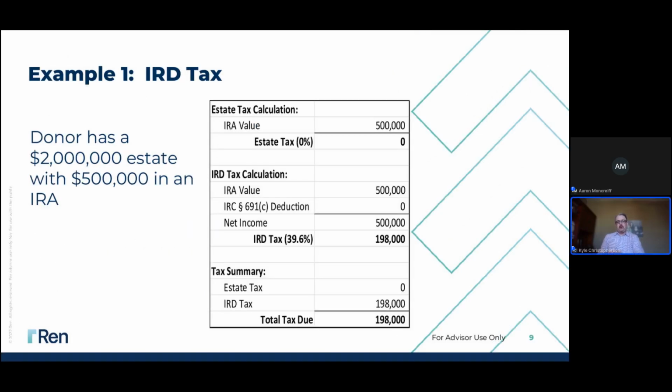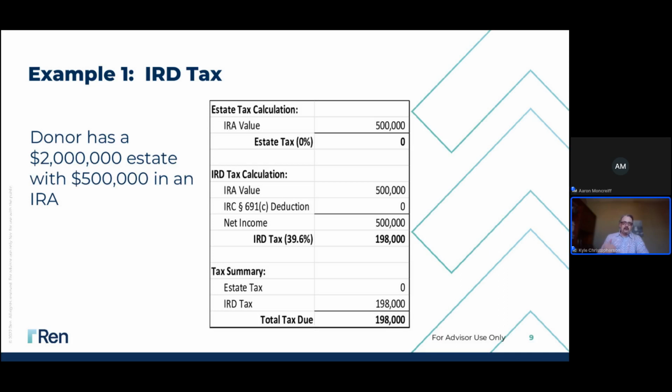All right, so example one, we're going to focus in on the IRD tax, which is income in respect of a decedent. So this is the issue that has really been driving why we're looking at charitable planning options for retirement assets. In this simple example, we're looking at a donor that's got a $2 million estate with $500,000 in an IRA. So they don't have to worry about an estate tax problem, but they are going to have to worry about that IRD tax calculation.